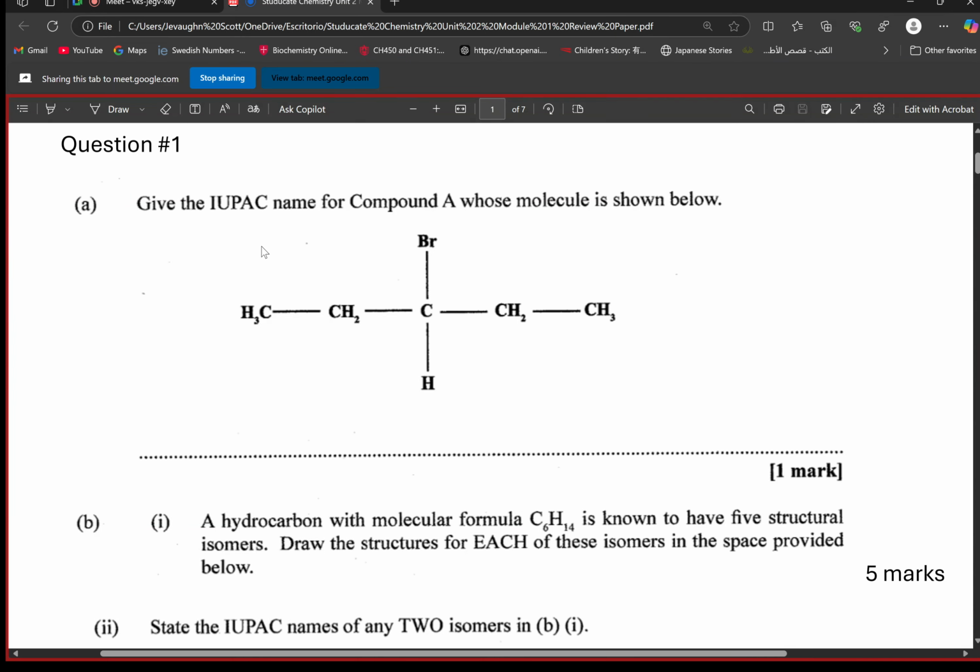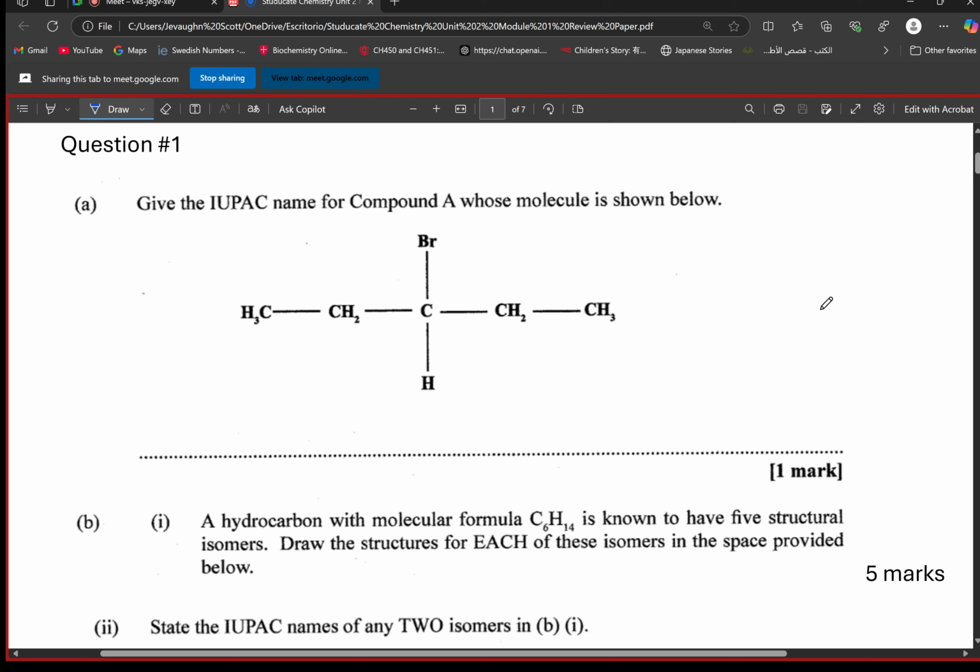So our review of Chemistry 2 Module 1, alright, with the question paper. Let us go. We're asked firstly to give the IUPAC name of compound A whose molecule is shown below. Raise your hand if you wish to give an answer.